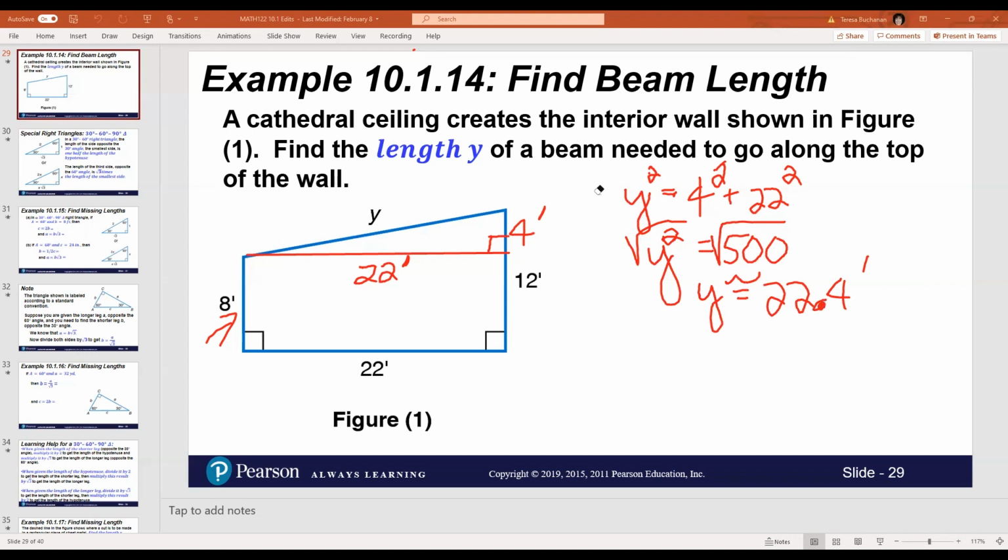Just for the practice, let's talk about that 4/10 of a foot. Remember that this is not 22 feet 4 inches. I promise it's not. Because that 4 is not inches, it's tenths. It's tenths of a foot. It's not inches. And so, how do I get out of that into inches? I take that 4/10 and multiply it by 12.